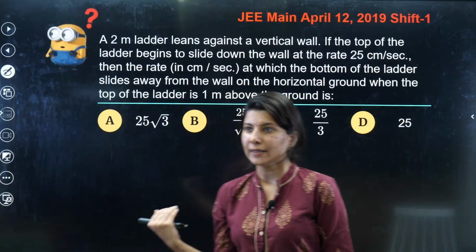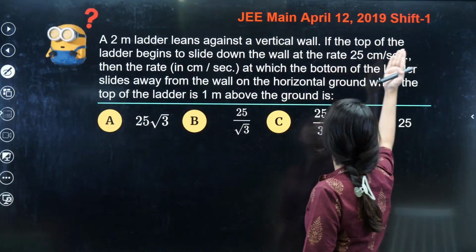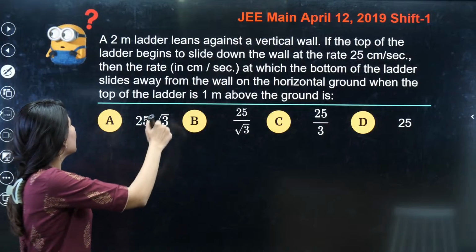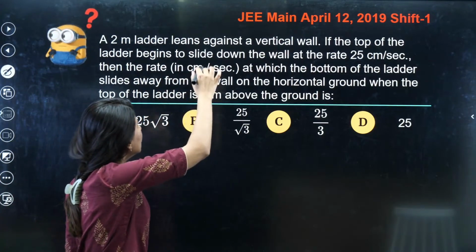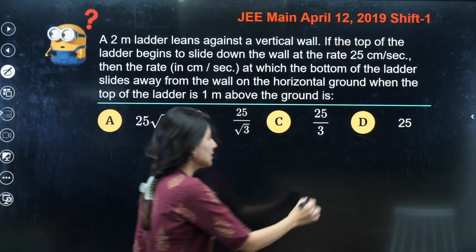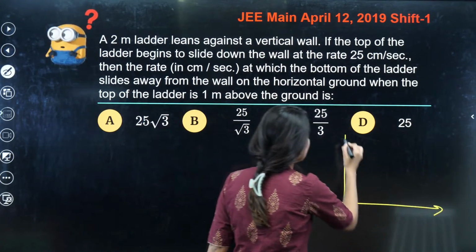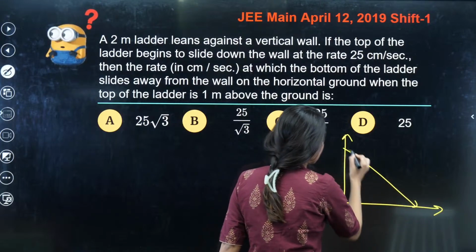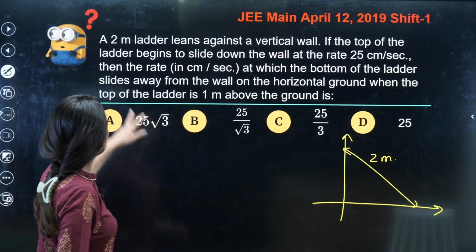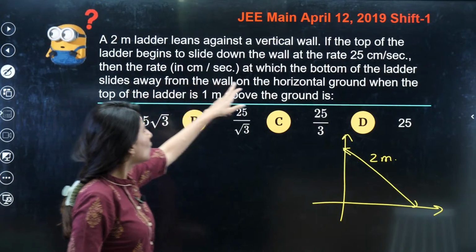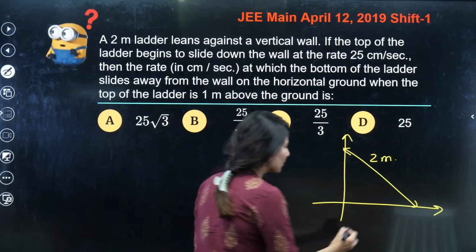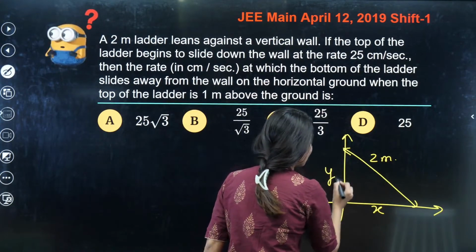Okay. Let's understand. This question was asked in JEE Mains 2019. The question says a 2-meter ladder leans against a vertical wall. So we are having a 2-meter ladder, so this length is nothing but 2 meter. If the top of the ladder begins to slide down the wall at a rate of 25 centimeter per second. So what is happening? Suppose this is your x and this is your y.